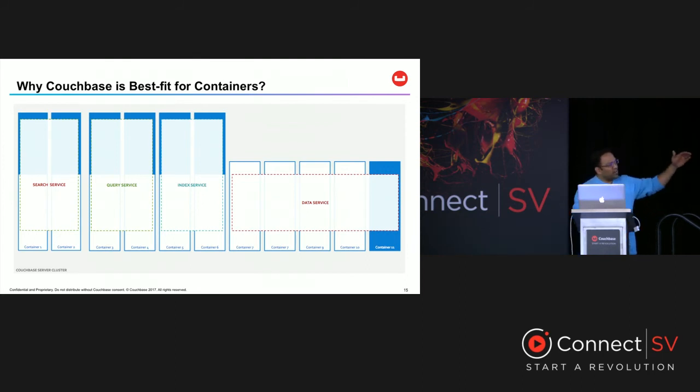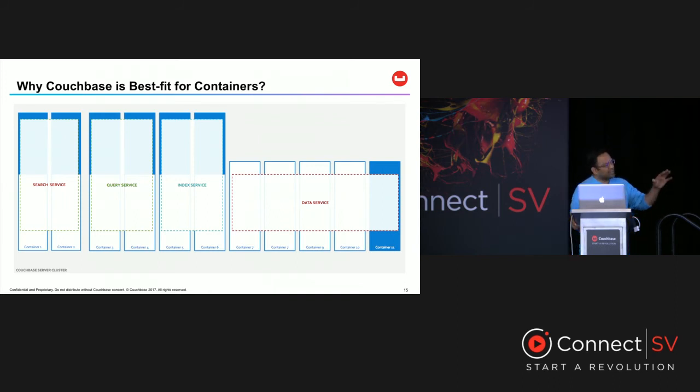For data, you need to scale horizontally, because you can add more commodity hardware and scale it horizontally. But for index and query, you need more horsepower. You need more compute. You cannot scale them horizontally. You need to scale them vertically, right? So by nature, the scaling factor for these workloads was different.